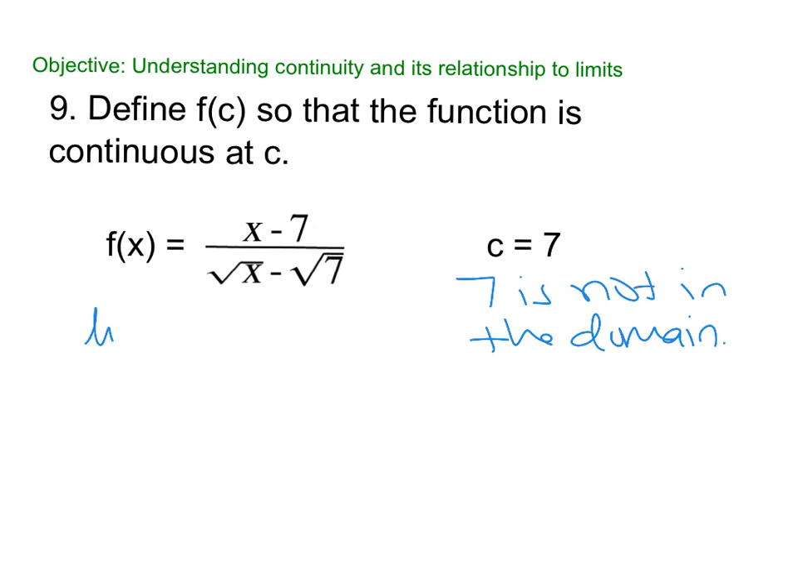So we need to find the limit as x approaches 7, because we want the limit to be the same as the function value. So what did we do here? Well, it's a square root. Whenever we have a square root, we multiply by the reciprocal.